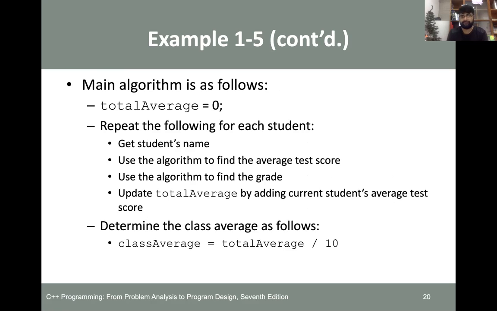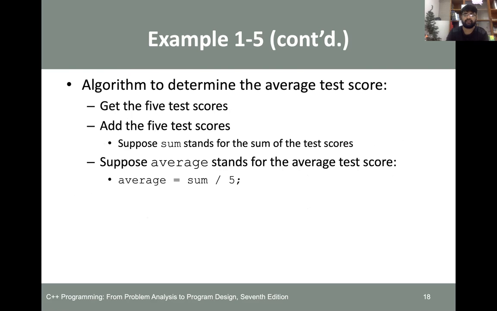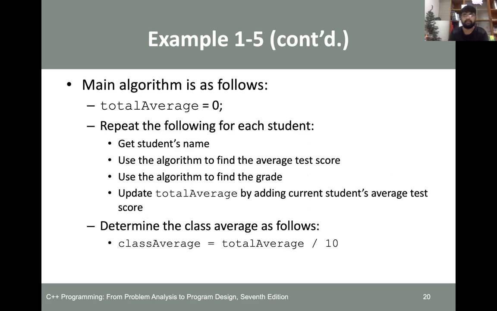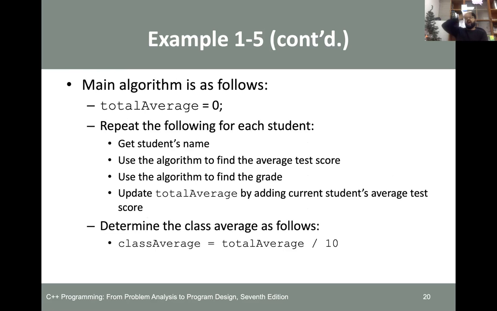The main algorithm will be as follows. We start with total average as 0. We repeat the following for each student. We get the student's name. We use the algorithm to find the average test score that was shown previously here. This is the average test score. Then we use the algorithm to find the grade. So if the average test score comes out to be something like this, if average is greater than or equal to 90, this or this or this, based on that, you are going to assign a grade.